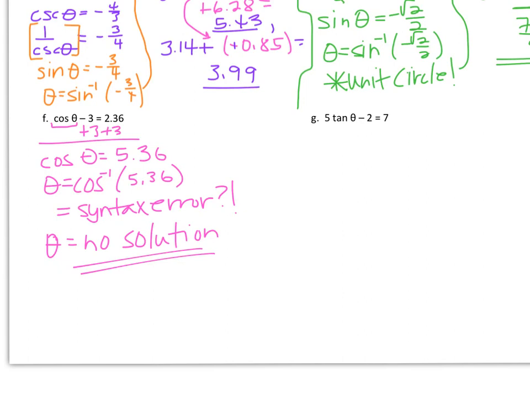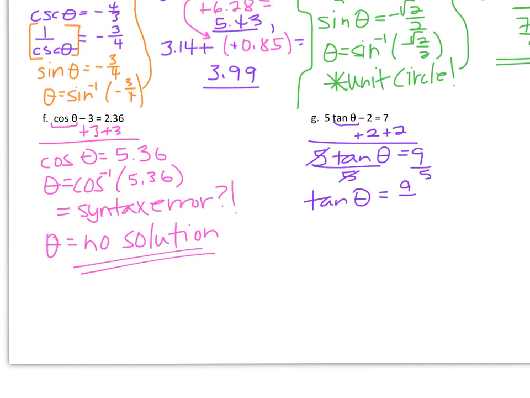So, speaking of tangent, we have one more. 5 tan theta minus 2 equals 7. We want to isolate the trig term, so we have to get tan theta all by itself. Thinking about order of operations, but backwards, let's move the 2 over first, simply by adding. And then we still have 5 tan theta equals 9. Divide both sides by 5, and that will isolate your trig term. Tan theta equals 9/5. Tangent is one of our primary trig definitions, so we can go ahead and take the inverse.